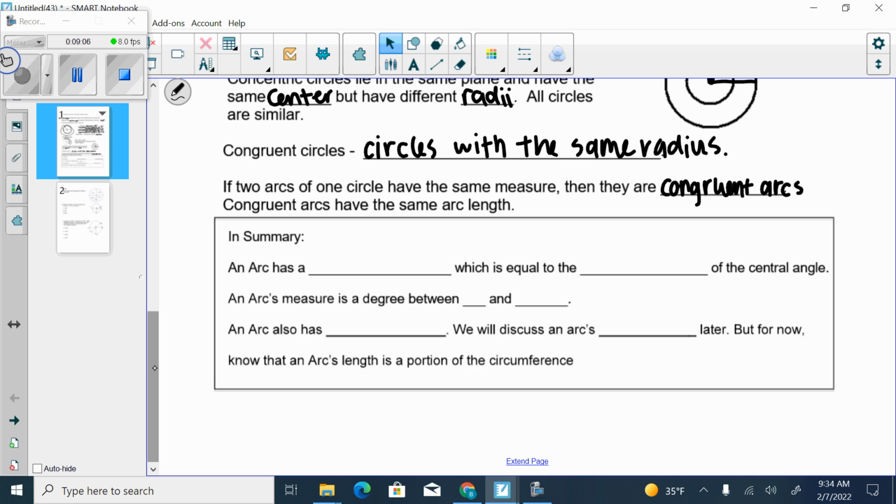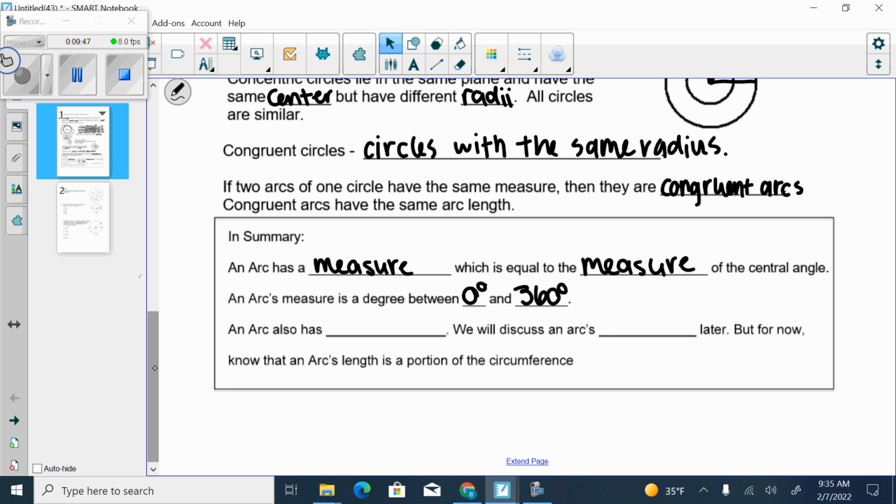So, in summary for this first page, what we should be taking away is that an arc has a measure which is equal to the measure of the central angle. However many degrees the central angle is, the arc right across from it should be the same amount of degrees. An arc's degree has to fall between 0 degrees all the way up to how many degrees is the whole circle? Right.